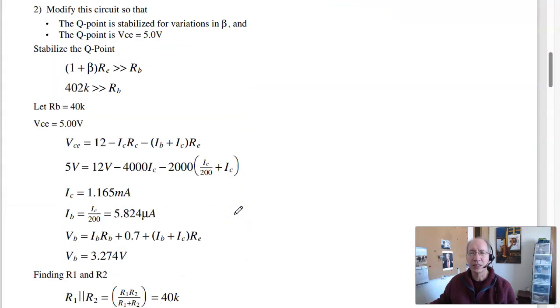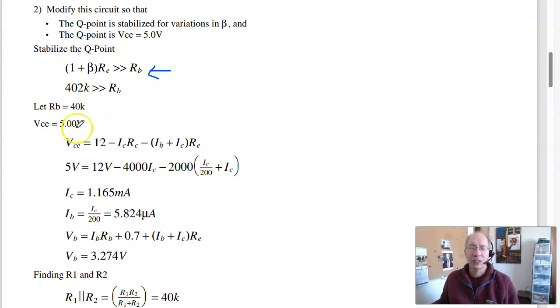Problem 2 is design. Design a circuit so that the Q point is 5 volts, and I stabilize the circuit for variations in beta. To stabilize the variations, I have this constraint. So 402K is much, much bigger than RB. Pick RB, say 10 times smaller.